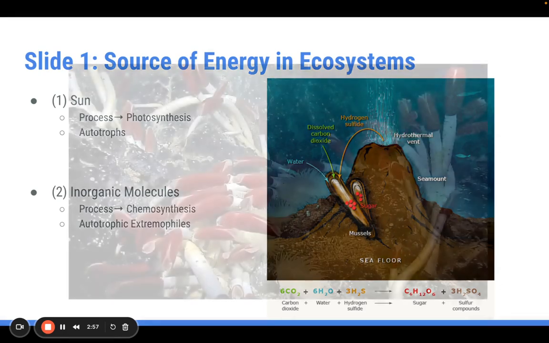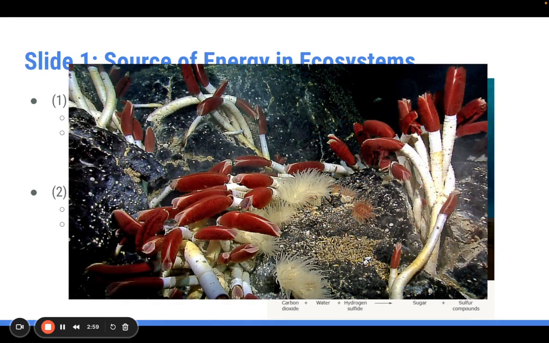A great example of an autotrophic extremophile is the bacteria that reside inside these giant tube worms. The giant tube worms can be found near deep sea vents, or what we might call hydrothermal vents. The tube worms lack a digestive system and is an awesome example of mutualism. It works like this. The bacteria that reside inside the tube worms harness the inorganic molecules and transform them into organic molecules via chemosynthesis. The tube worms are then able to consume the organic molecules to survive.